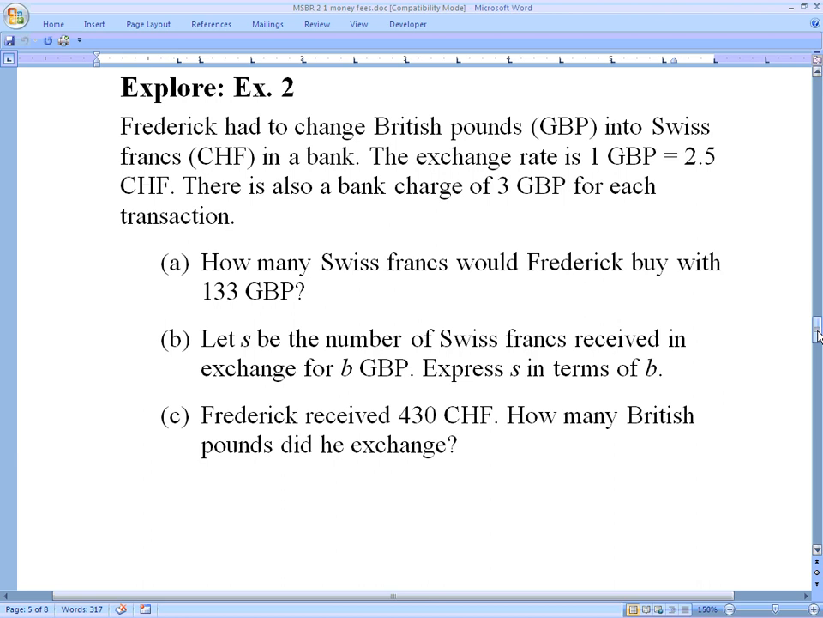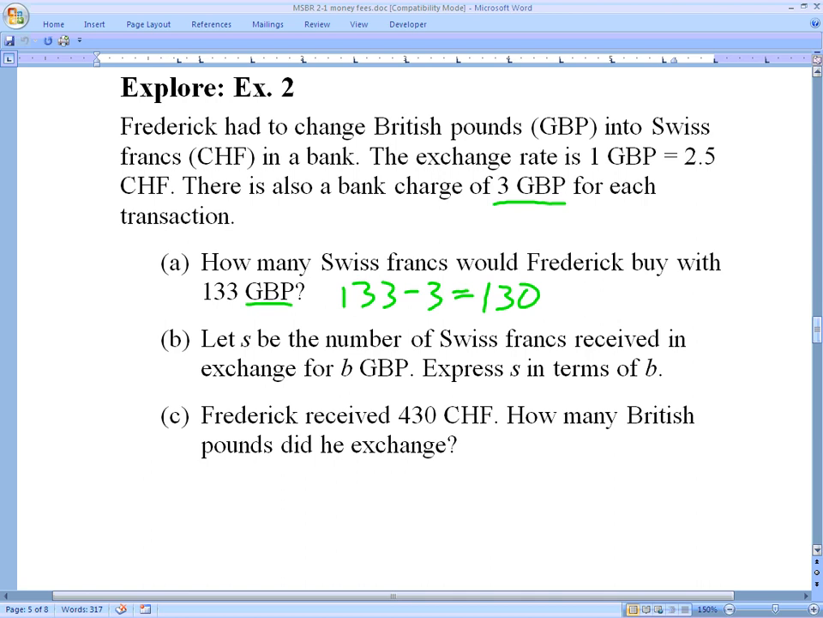So the last problem we looked at, there was a percentage. This time it's a flat fee. So how many Swiss francs would Frederick buy with 133 Great British Pounds? So he brings in 133 Great British Pounds. However, right away, there is the fee. So we take away 3 from the 133, and we're left with 130 Great British Pounds that we start with.